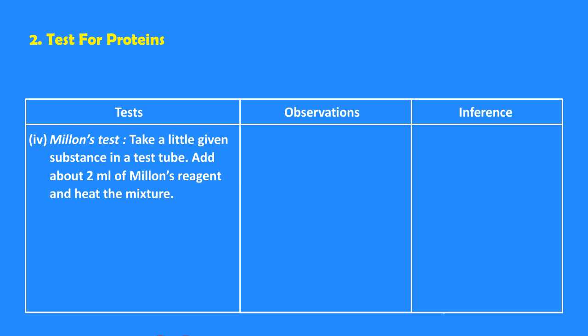Millon's test: take a little of the given substance in a test tube, add about 2 ml of Millon's reagent and heat the mixture. White precipitate which turns red on heating: protein present.